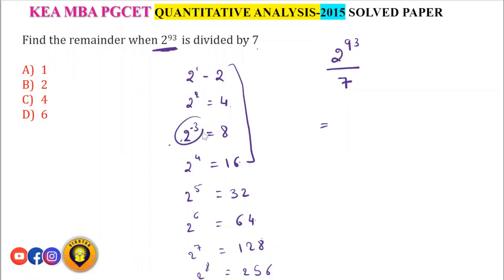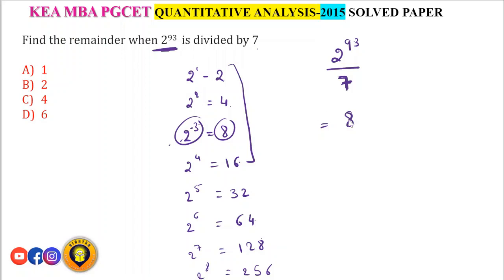2 cube. 2 cube is how much? 8, right? So this 93 is divisible by 3 also. Correct? So what we can do here is, first what you have to think, you should go close to the multiples of 7. So you have to choose a number that is very close to the multiple of 7. I'm choosing 8 because no other number is exactly divisible by 7. Therefore I'm choosing the closest one, that is 8.